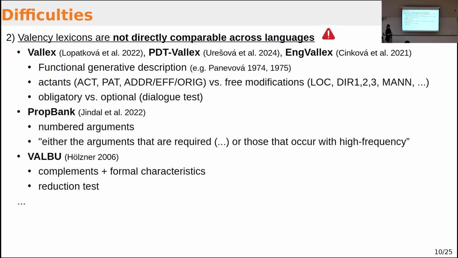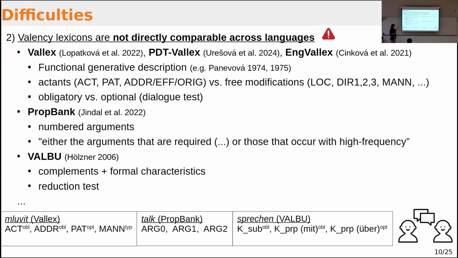Valbu is another type of valency lexicon available for German. And this is an example of a resource that focuses more on the formal characteristics of the complements. So it will tell you that the complement is expressed in the accusative or with some kind of preposition. And the obligatoriness is also somehow distinguished using a test. And there are many more lexicons like this. But what I want to demonstrate is that we can't just simply take them and compare them to each other, because this is an example of the verb to talk in the 3 languages that I talk about. In the sense, someone is talking about something to somebody.